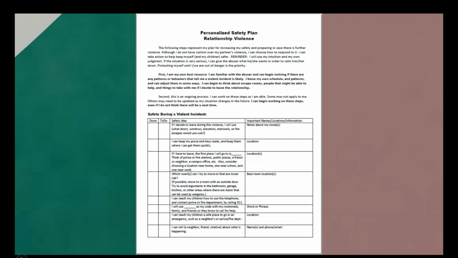The survivors that I work with that utilize this safety idea, an example of what they may do is make copies of their car keys or the keys to their home, things like that. They may have a safe and they may make copies of the keys to their safe. Things like that to keep certain items safe, like birth certificates, social security cards, all the important information that they may need once they are ready to leave their situation.